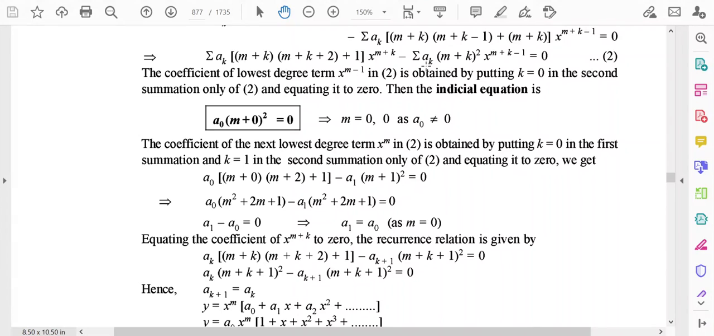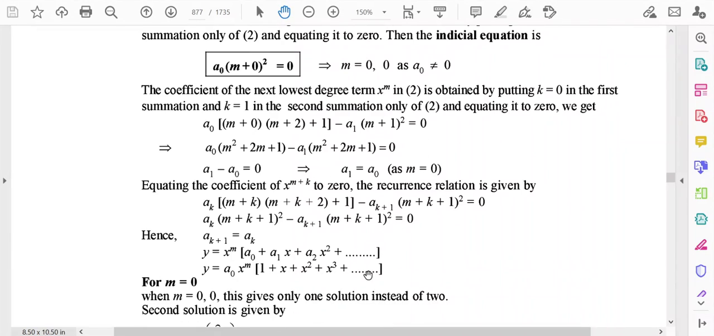And if you write k is equal to k plus 1 in the second summation, then you will have x to the power m plus k. So after writing k is equal to k plus 1 in the second summation, and after equating it to 0, following this step, we can obtain a relation between different a terms. For example, from this equation, we have a k plus 1 is equal to a k. For this particular problem, a k plus 1 is equal to a k, if we equate the coefficient of x to the power m plus k to 0.